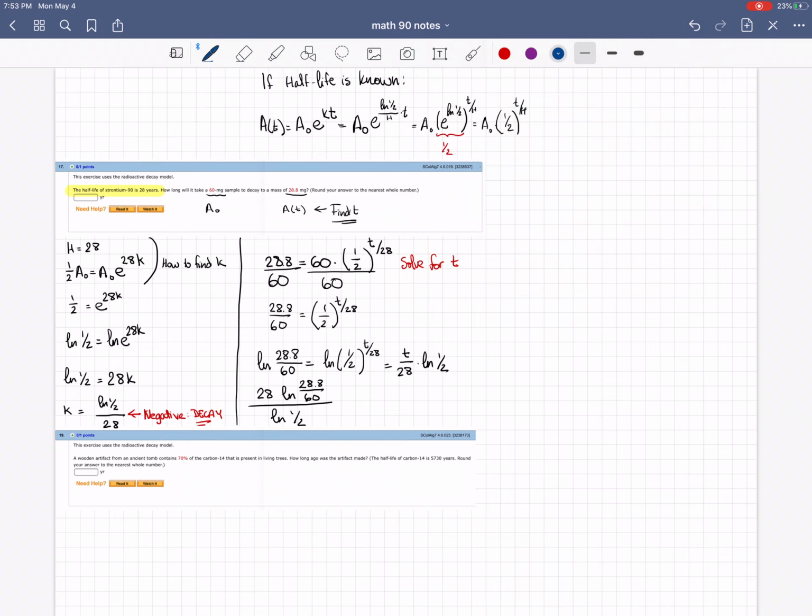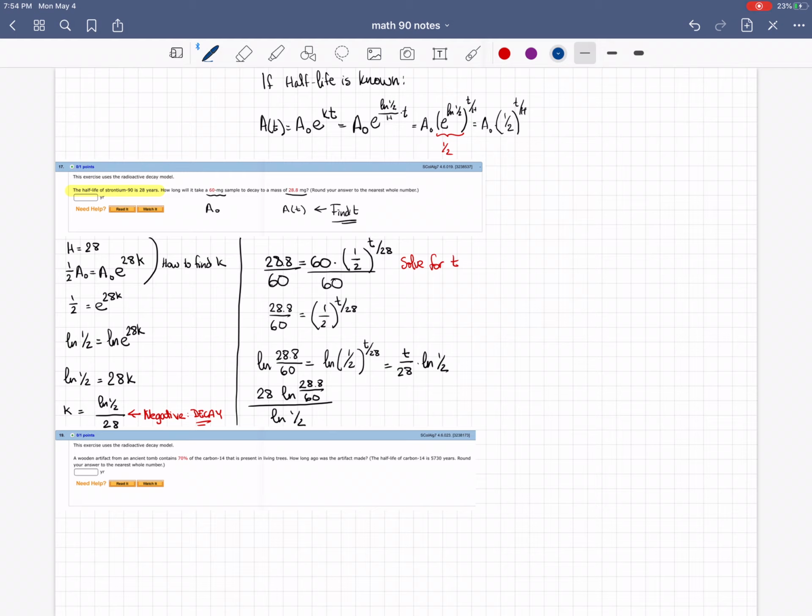But before we do, I just want to say one thing. Look, you started with a 60 milligram sample and you decayed down to 28.8. 28.8 is a little bit more than half gone, right? So a little bit more than half of your initial compound has decayed.